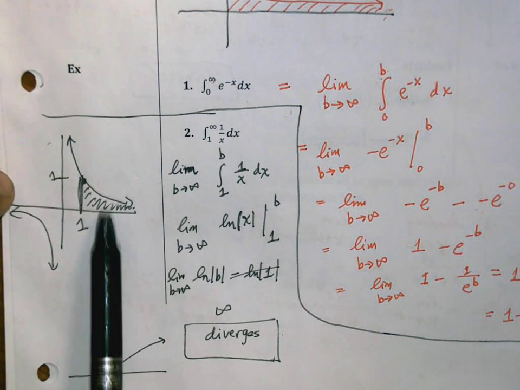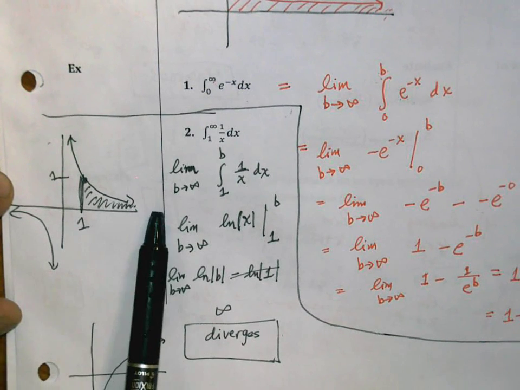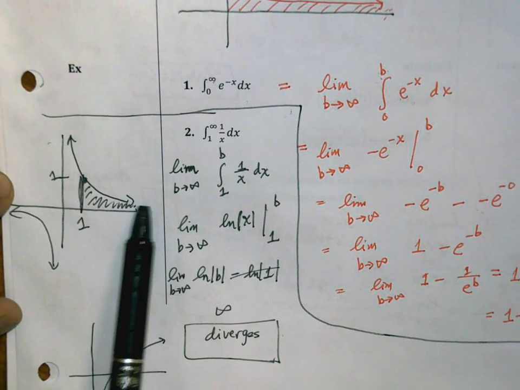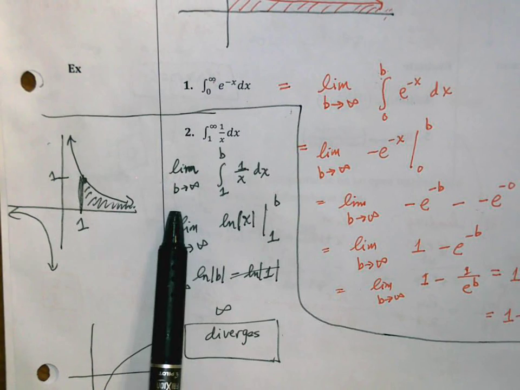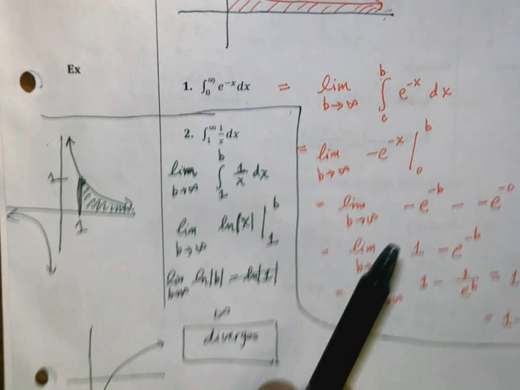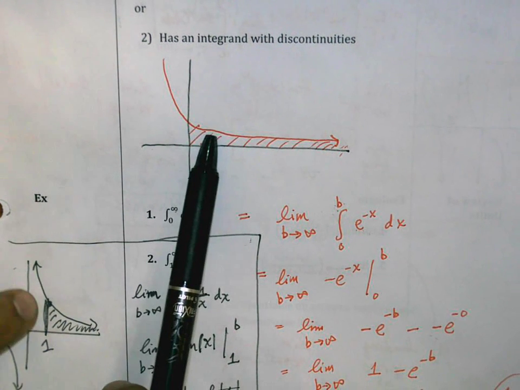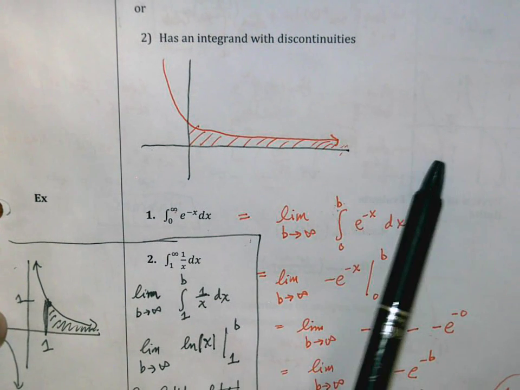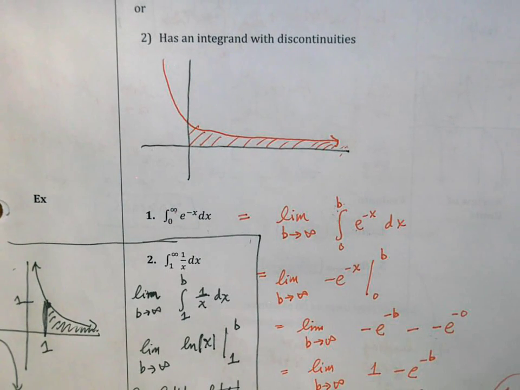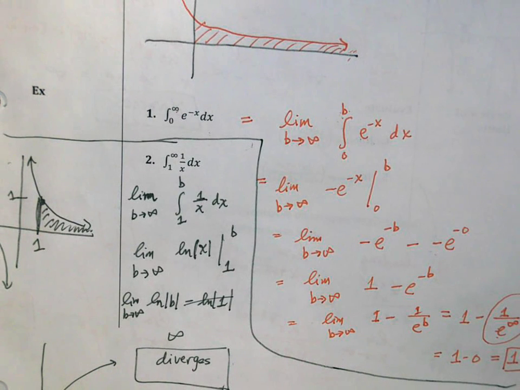In other words, the function gets smaller and smaller as we go towards the right, but the total area doesn't add up to any finite number. As we add on more and more, it approaches a very large number. Whereas the function e to the negative x, even though they look kind of the same, goes down to a finite value. These improper integrals can be quite surprising as to what their answers are.